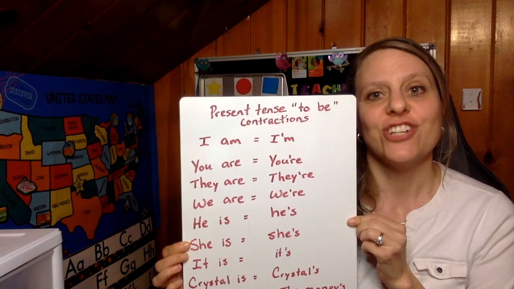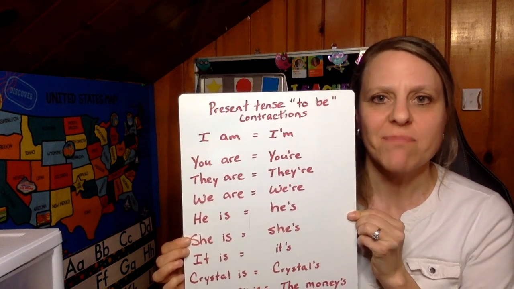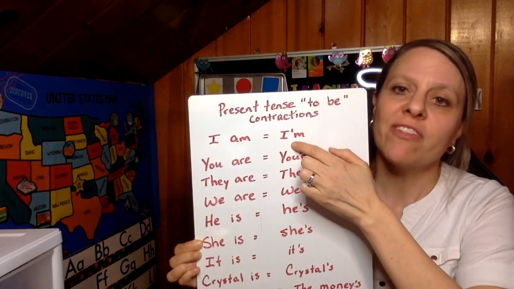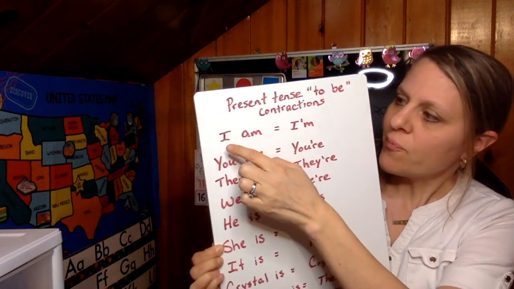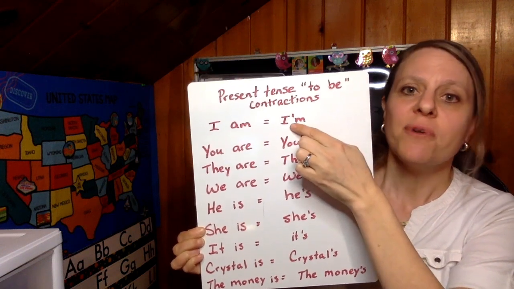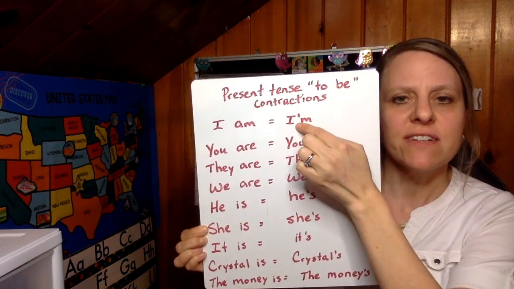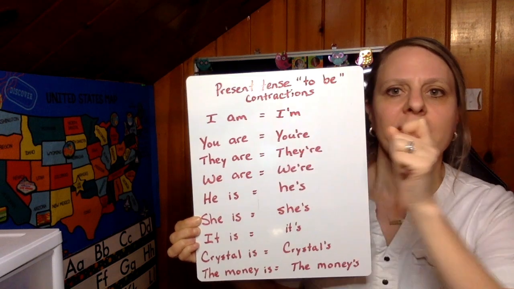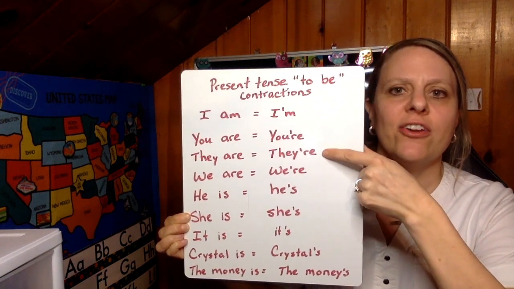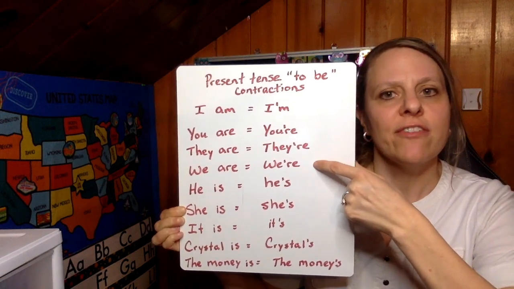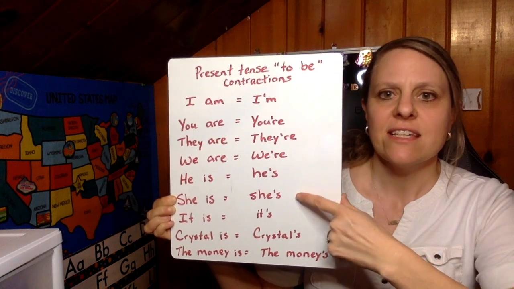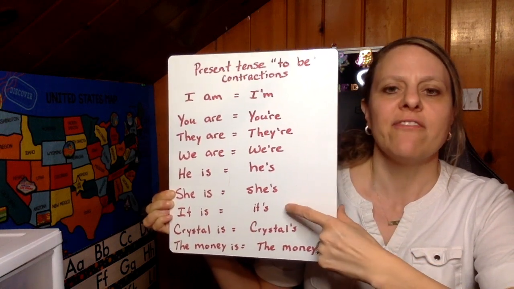How do you make a contraction? A contraction is made when you use an apostrophe to replace one of the letters. For example, I am, we put I'm, there's no A, instead there's an apostrophe. I'm. You're, there's no A for the R. He's, no I for the is.